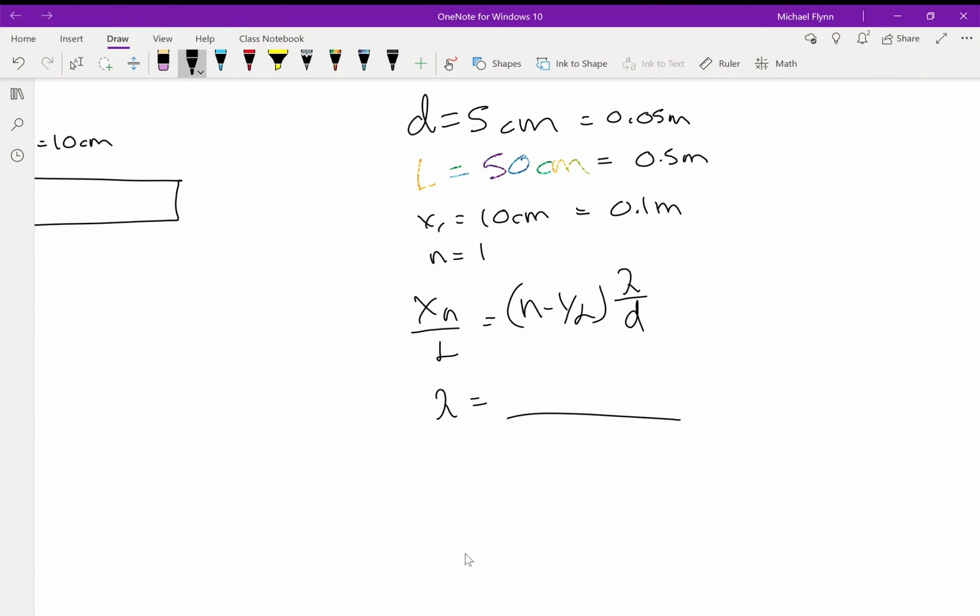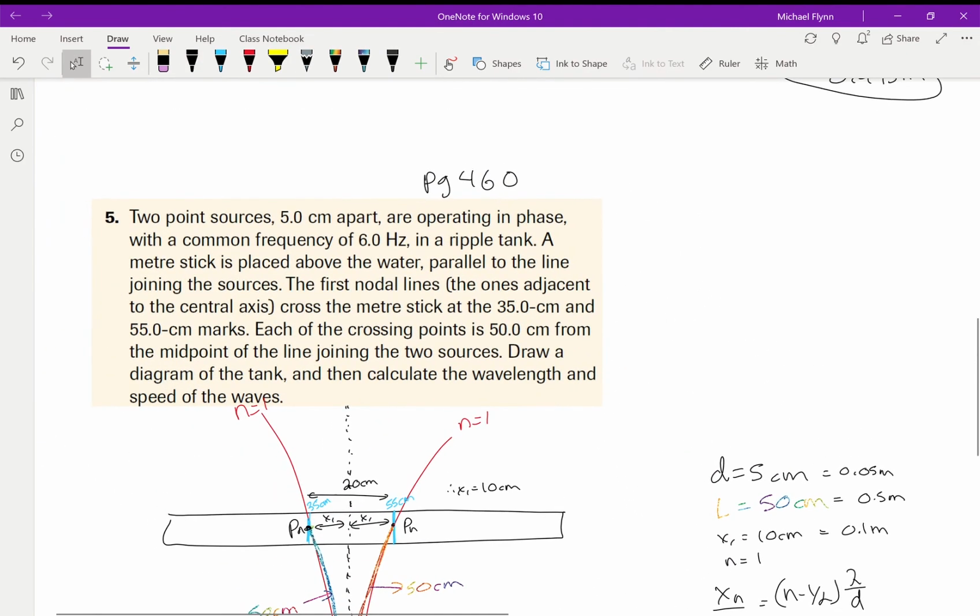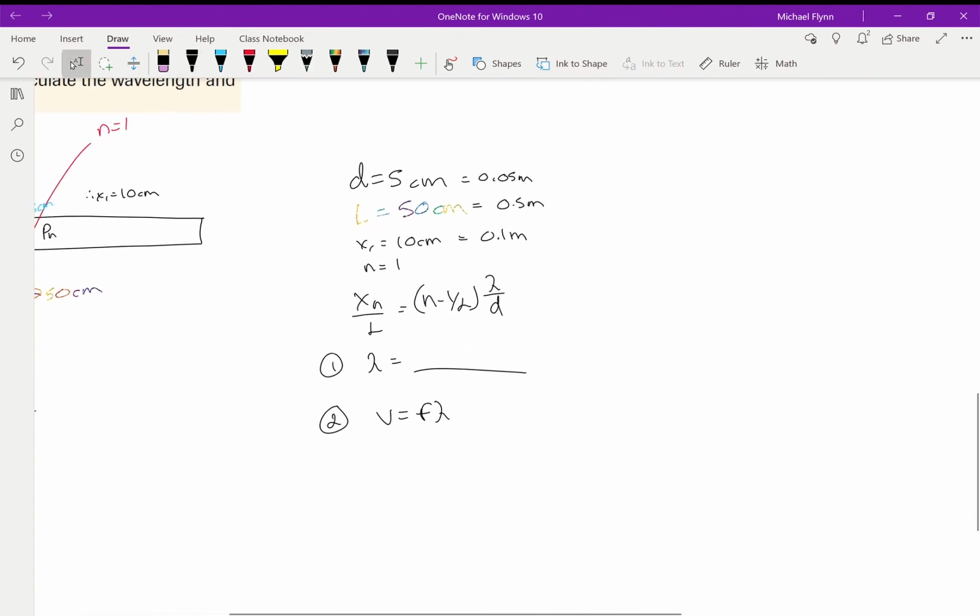And then to get the speed, so this is like question 1, question 2, to get the speed, v equals f lambda. They do tell us in the question that the frequency is 6 hertz. So we come back down here. I'm just going to say the frequency is 6.0 hertz. And you get the wavelength, of course, from step 1. So speed equals frequency times wavelength. So just multiply your first answer times 6, and that's it.